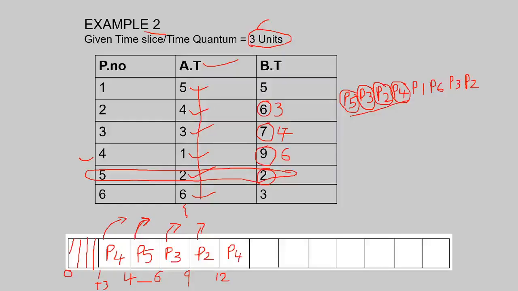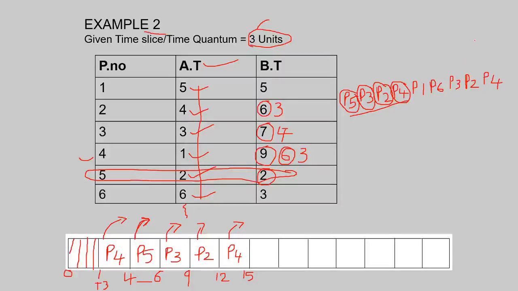P4 is going to execute now for 3 units. P4's remaining burst time is 6 units. Out of 6, it is going to execute 3 units and 3 units will remain. So 12 plus 3 is 15. P4 has not completed its full execution, so put P4 into the queue now.